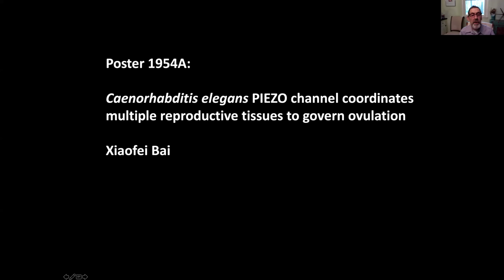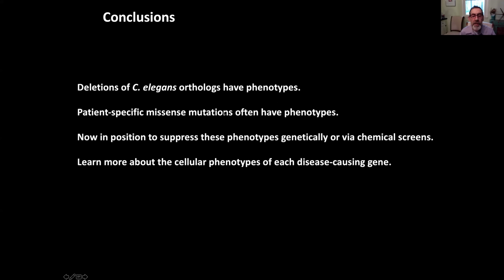I don't have time to go into another example, but I do want to point you to poster 1954A. This is a mechanosensitive calcium channel called piezo that's implicated in, I think, 5 or 7 different human conditions. What's really cool about this is that we made this mutant and it has a really dramatic ovulation defect, where when oocytes are ovulated into the spermatheca, the spermatheca actually crushes the oocytes and gives us a very reduced brood size. So to conclude, I think I can convince you that worm is a great model organism.